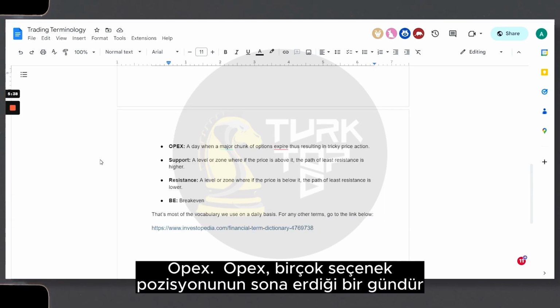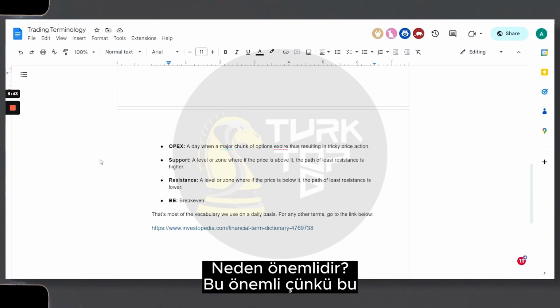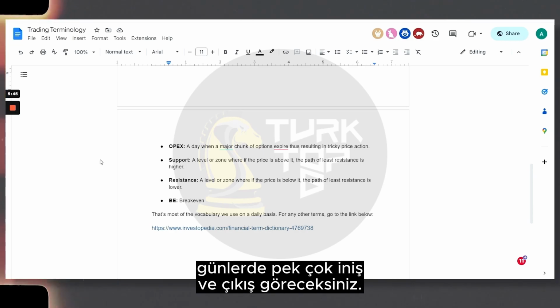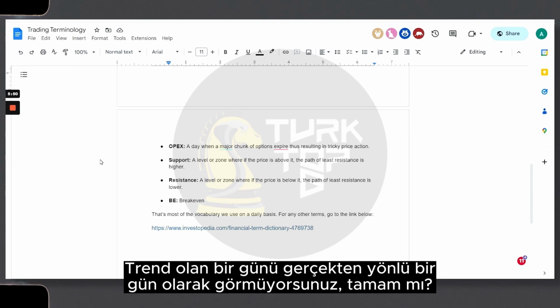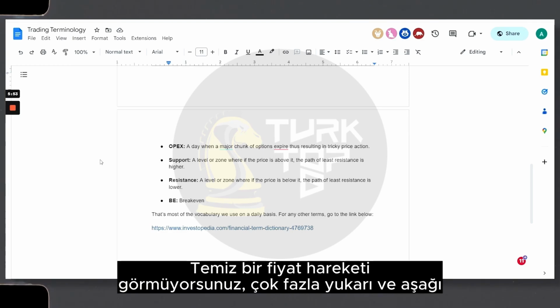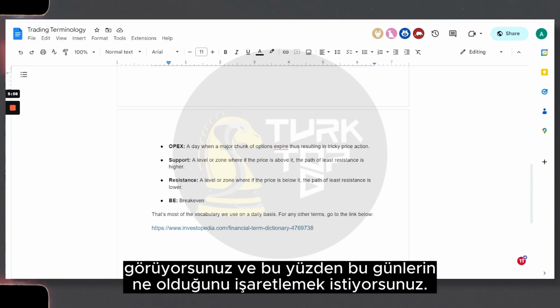OPEX. OPEX is a day when a lot of options positions expire. Why is it important? It's important because on these days you will see a lot of up and down. You don't really see a trending day, a directional day. You don't see clean price action. You see a lot of up and down. And that's why you want to mark out what these days are.